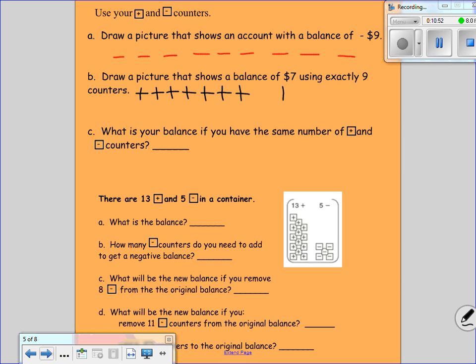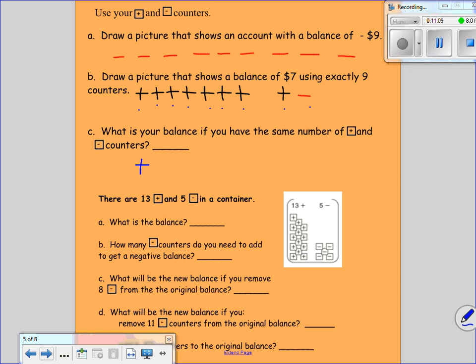So remember how we've been doing this in the past? If I have a plus, I have a minus. They're going to cancel each other off. Do I have exactly 9? 1, 2, 3, 4, 5, 6, 7, 8, 9. I do. What is your balance if you have the same number of positives and negatives?